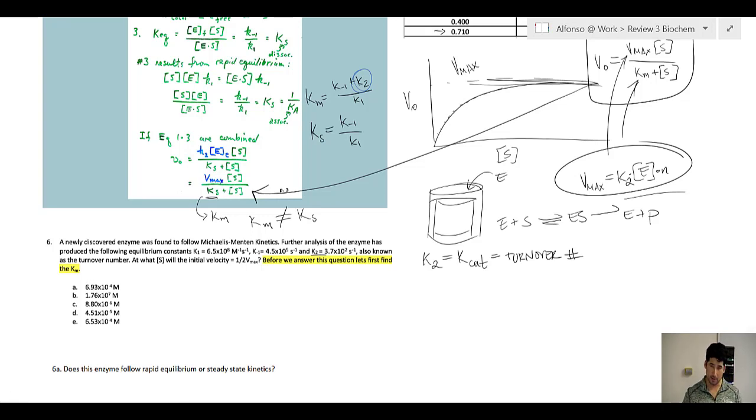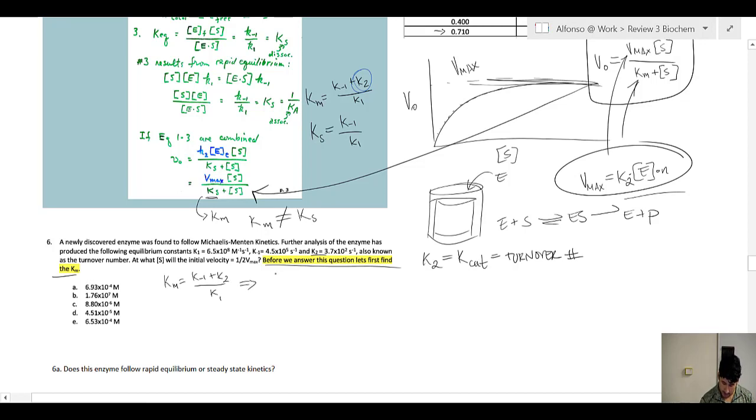At what substrate concentration will the initial velocity equal 1/2 of the Vmax? So what did I tell you? That when the substrate concentration is equal to the Km value, your initial velocity will be 1/2 of the Vmax. So before we can answer this question, let's find the Km. So Km is equal to K sub minus 1 plus K2 over K1.